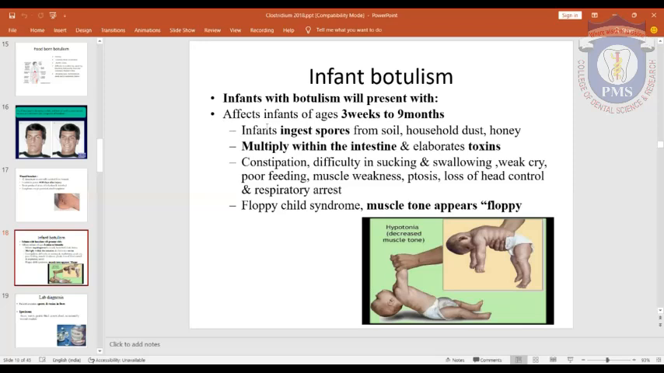Various symptoms associated with toxin ingestion are constipation, listlessness, difficulty in sucking and swallowing, weak cry, poor feeding, altered cry, muscle weakness, ptosis, loss of head control, and respiratory arrest. Floppy child syndrome, or muscle tone appears floppy.